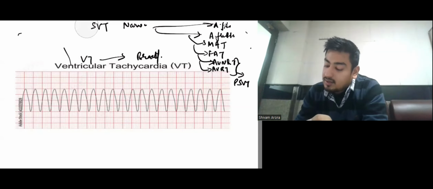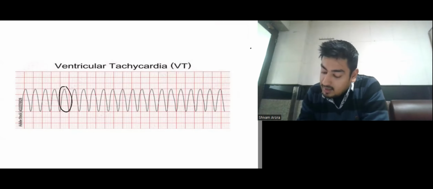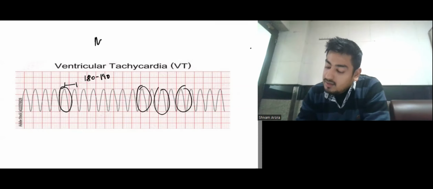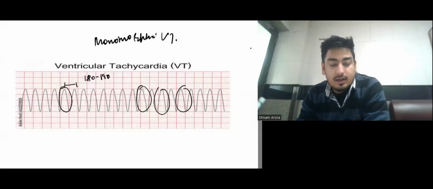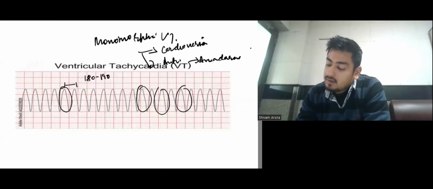Now let us look at this ECG. In this we can see that there is a broad complex and the heart rate is almost 180 to 190. So this is a broad complex tachycardia. Morphology is the same everywhere, so this is a case of monomorphic ventricular tachycardia. Treatment is: if the patient is unstable, we give cardioversion. If the patient is stable, we give antiarrhythmics like amiodarone or lignocaine.